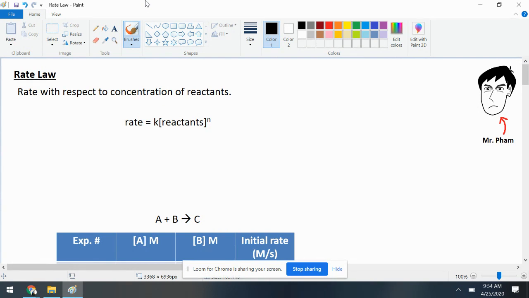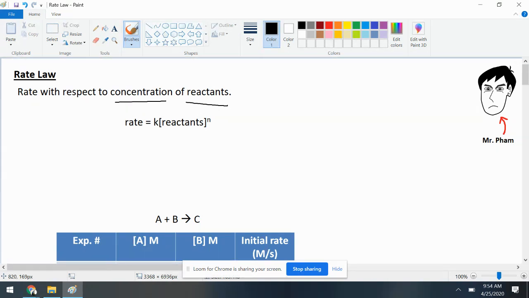So, for today's lesson, we are going to be looking at reaction rate, but more specifically at rate law. Okay, so what is the rate law? The rate law is the rate in respect to concentration of reactants. In other words, we're going to be looking at by changing the concentration of reactants, how does that affect the rate? In other words, if you were to double the concentration or triple the concentration, how much would the rate increase by, or would it have any effect on the rate?